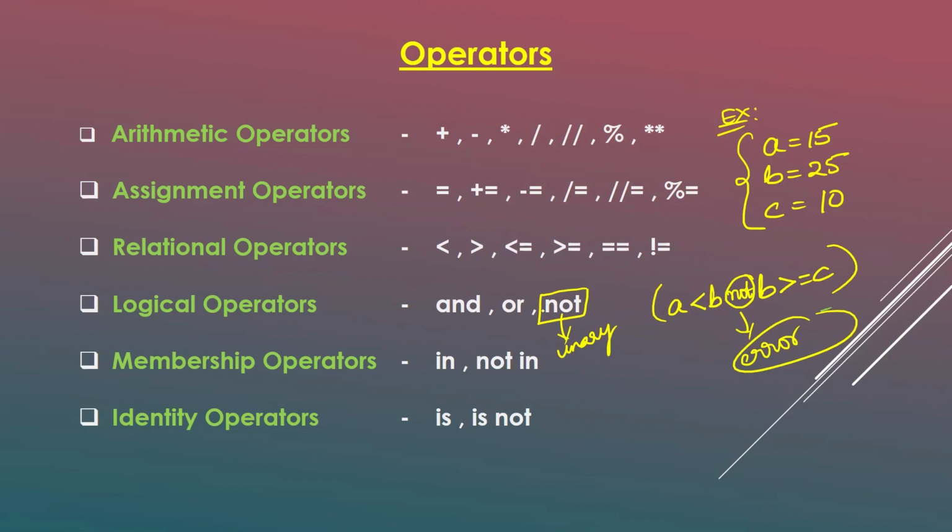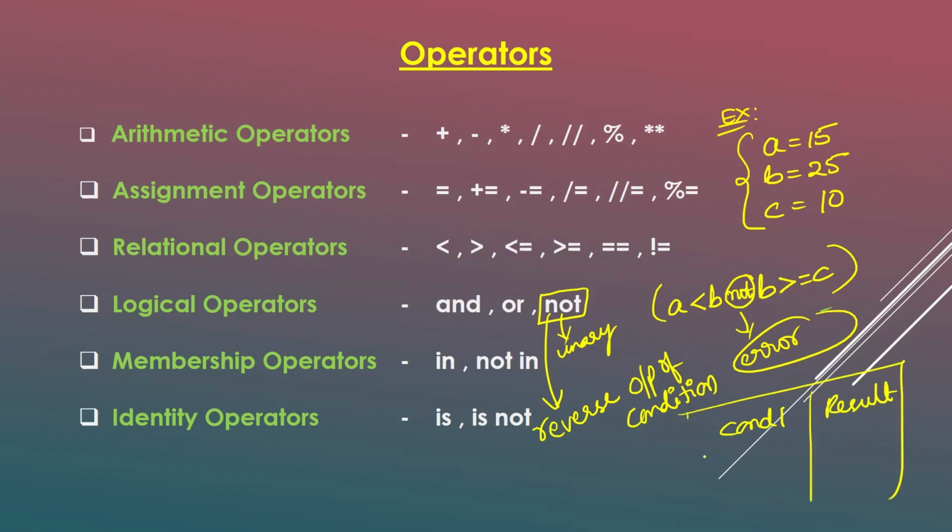Then what is the usage of this? It is going to reverse the output of the condition. Whatever output you are getting for the condition result, that output will be reversed. It is changed to the negative value. For example, if the condition gives a true value, the result will become false. If the condition result is false, when you apply a NOT operator, it will make it true. This is the meaning of the NOT operator.